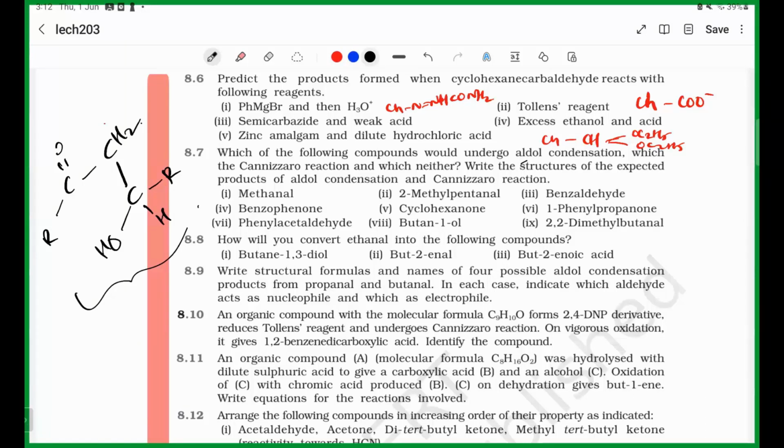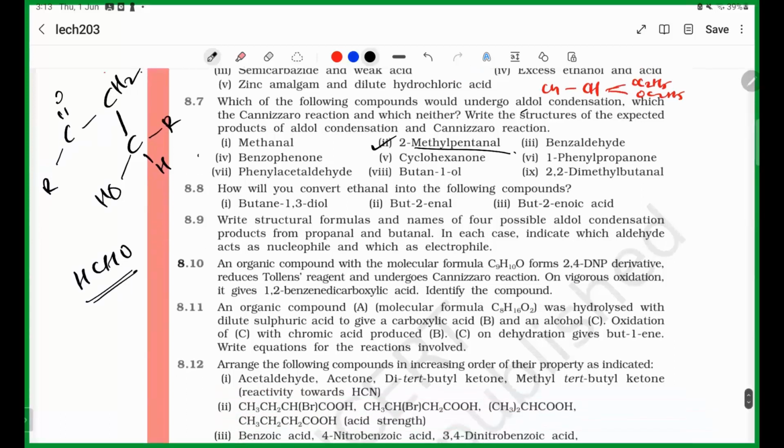So out of these, which undergo aldol condensation? It is 2-methylpentanal. 2-methylpentanal has an alpha hydrogen, so that undergoes it, and we tick that. Methanal, my bad. Methanal is only HCHO, formaldehyde, so it doesn't undergo aldol condensation. The example I gave was ethanal.